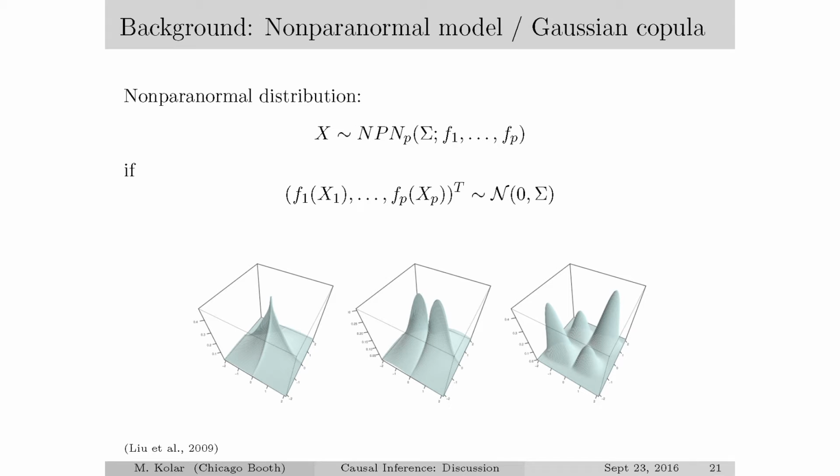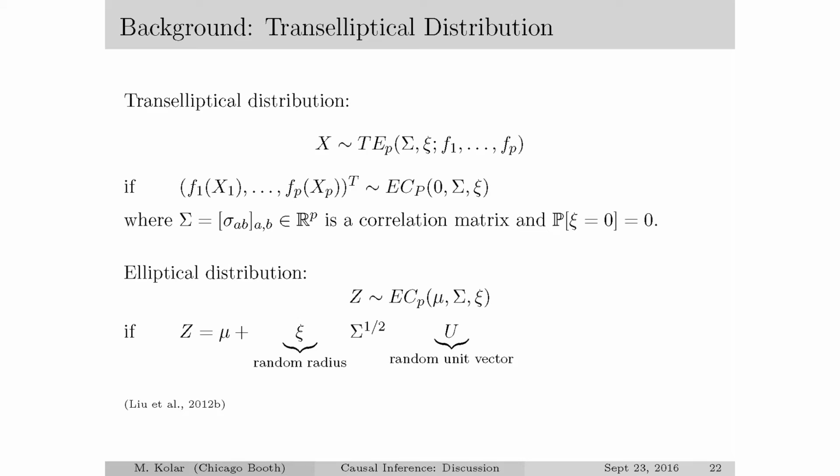Here, essentially, what an elliptical copula is, you have monotonically increasing marginal transformations. Once you apply these marginal transformations on the observed data, you get something that is elliptically distributed. So you can look at the level sets of your density. These are going to be spherical.